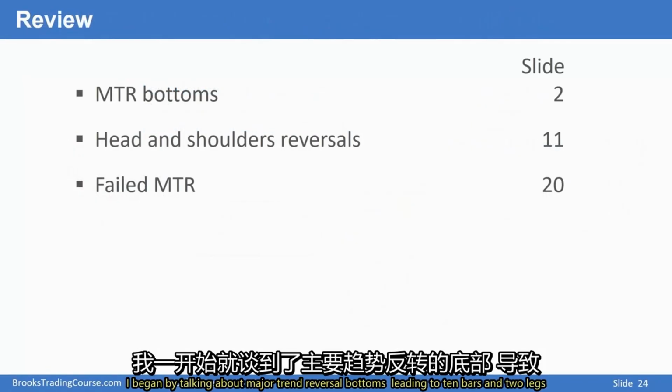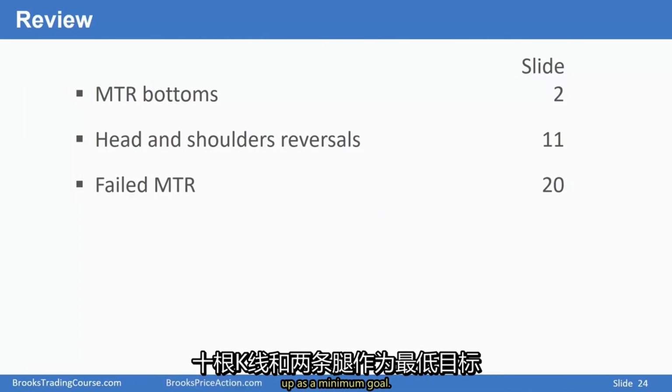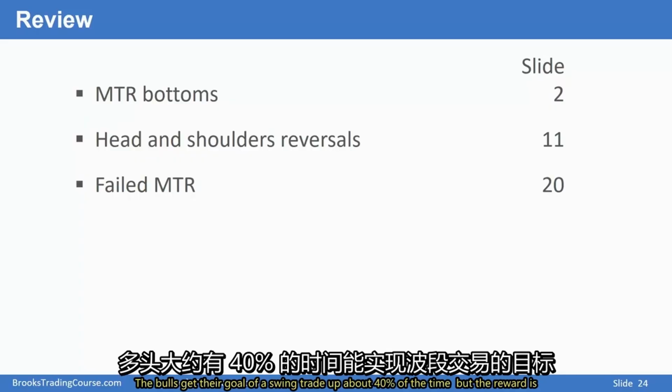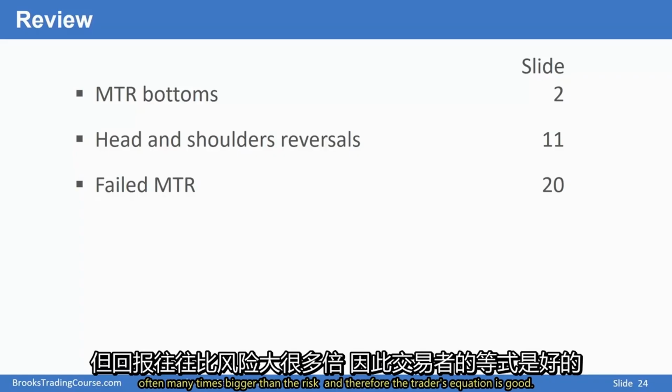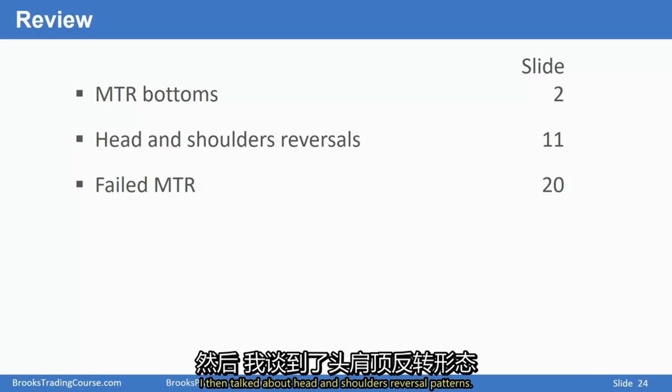I began by talking about major trend reversal bottoms, leading to 10 bars and 2 legs up as a minimum goal. The bulls get their goal of a swing trade up about 40% of the time, but the reward is often many times bigger than the risk, and therefore the trader's equation is good. I then talked about head and shoulders reversal patterns.